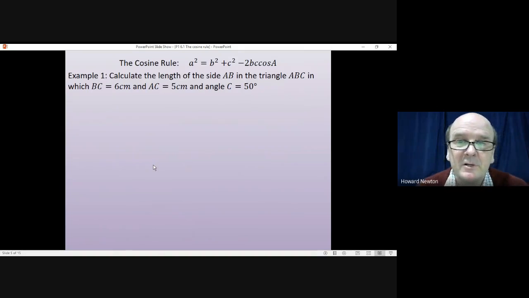Okay, let's have a look at an example. Calculate the length of the side AB in the triangle ABC, in which BC equals 6, AC equals 5, and angle C equals 50 degrees. On all of these questions, I would do a quick sketch first of all, just so it's absolutely clear what's going on. Anyway, I'll let you have a go yourself first. So pause the video, have a go, and then come back to me again when you're ready.